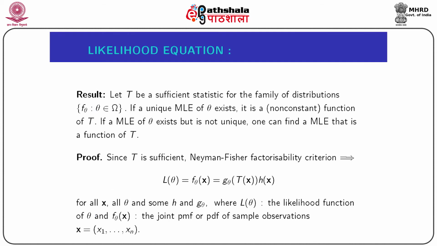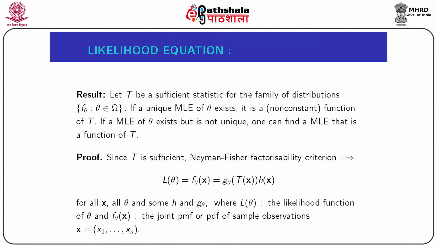Next we go to an important result related to the likelihood equation. Let capital T be a sufficient statistic for the family of distributions f theta, theta belongs to the parameter space omega. If a unique maximum likelihood estimator of theta exists, it is a non-constant function of capital T. On the other hand, if a maximum likelihood estimator of theta exists but is not unique, one can find a maximum likelihood estimator that is a function of T.